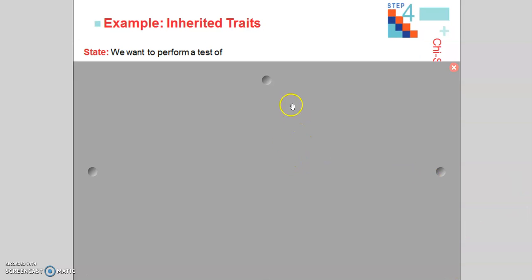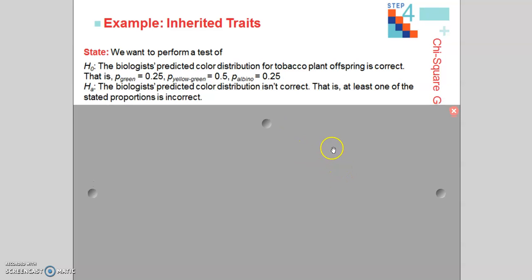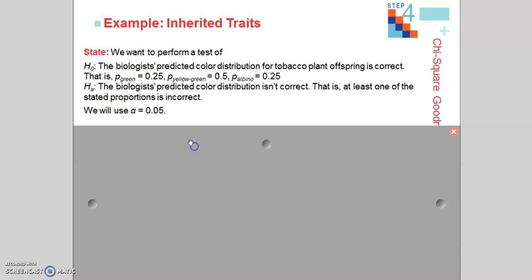So state, plan, conclude. Here's one way to word our hypotheses. The proportion of green is 0.25, proportion yellow-green is 0.5, and proportion albino is 0.25. The alternative is that the biologist's predicted color distribution isn't correct. That is, at least one of the stated proportions is incorrect.